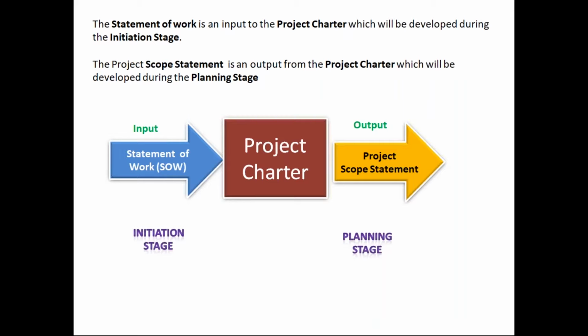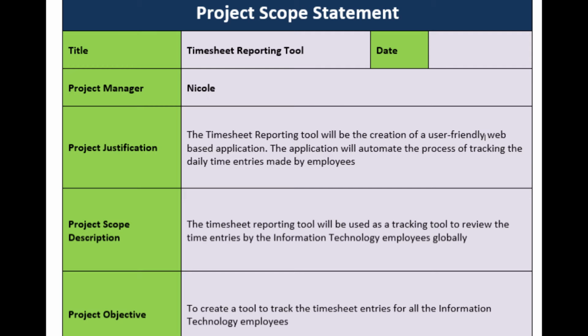A project scope statement is not just another piece of paper. It is the foundation for your project plan. According to the PMI, A Guide to the Project Management Body of Knowledge, a scope statement has three major parts: project justification, project deliverables, and project objectives. This scope statement is typically written by the project manager.